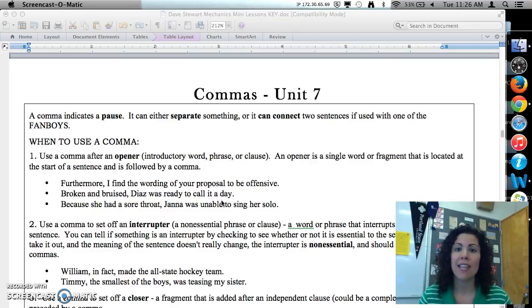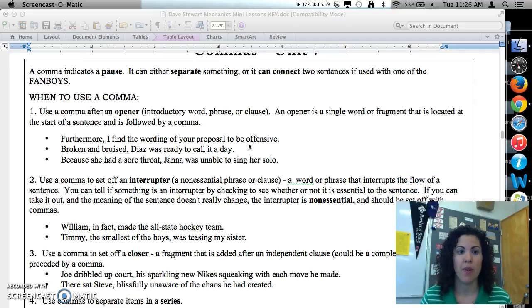So we have a comma that indicates a pause, and it can separate something, or it can connect two sentences together if it's used with one of our FANBOYS words. So when to use a comma? Many different ways. Make sure you have your highlighter and highlight what I'm highlighting here because you're going to be going back to this page quite a bit.